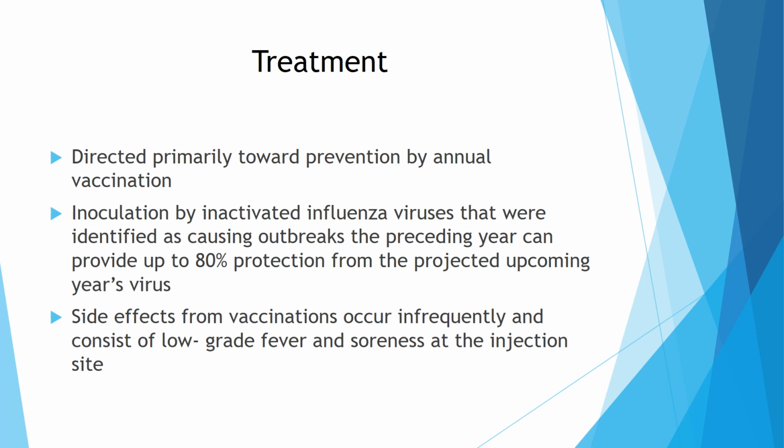So side effects from vaccinations occur infrequently, and they will consist of a low-grade fever and then soreness at the injection site. And we know this, right? Because you always say, well, I went and I got my flu shot and now my arm is feeling a little sore.